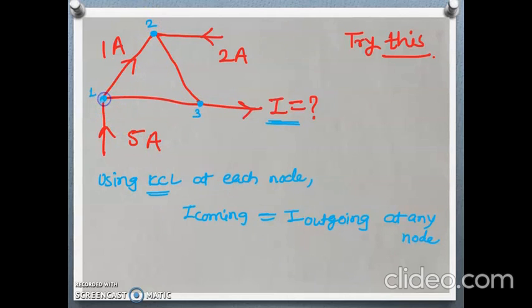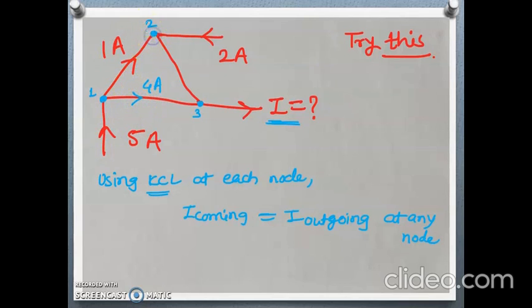See here, this is the first node. Apply KCL here. Now the incoming current is this 5 ampere, and outgoing is 1 ampere. So 5 is incoming, that means 5 should be outgoing. 5 minus 1 remains 4. So 4 will be outgoing here, because 4 plus 1 is 5, which is equal to this 5. So this 4 ampere will be the current flowing here.